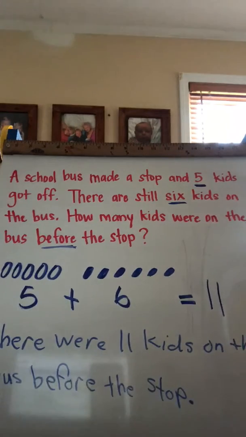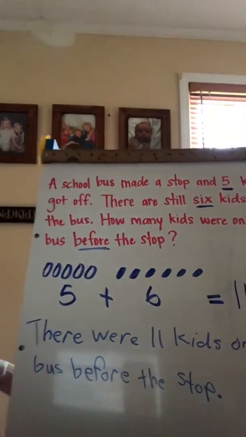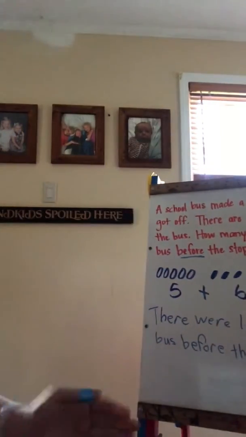So I know that there were 11 kids on that bus before it stopped. So if you didn't get what I got, I want you to go ahead and make some corrections so your brain knows what to do. And we will go ahead and move on to make a 10.